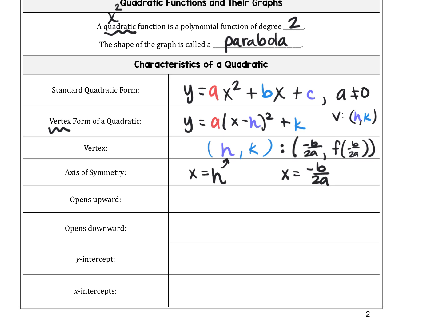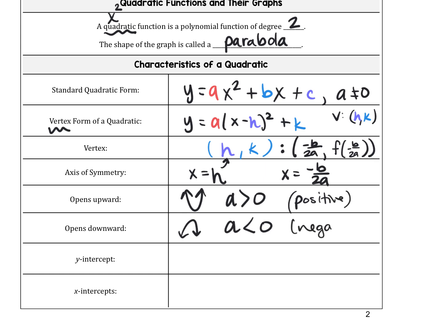If the parabola opens upward, we know that the a value is positive and greater than 0. If it opens downward, then the a value is less than 0, aka negative. So this one's positive, it's upwards, negative if it's opening downwards.